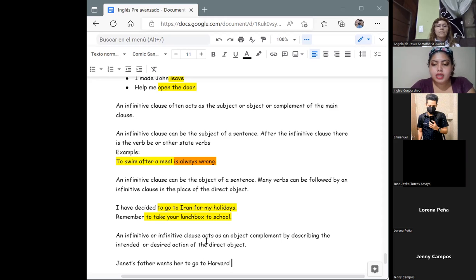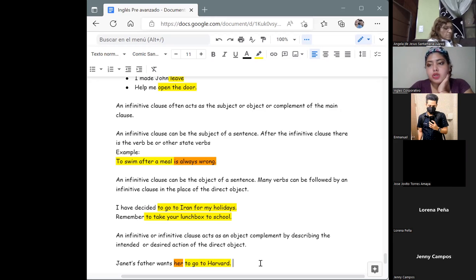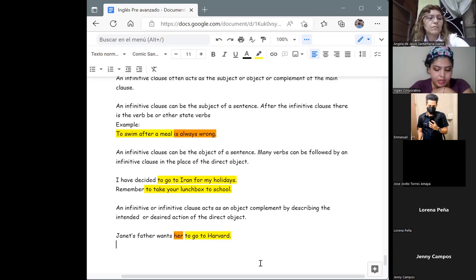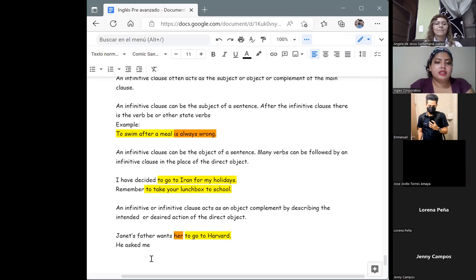And in this case, we have here Janet's father, that is the subject of the sentence, wants, that is the verb, her, in this case, this one is the object of the sentence. And this one is the complement of that object. Janet's father wants her to go to Harvard. And then we have, he asked me, and in this short sentence, we have he, that is the subject, asked is the verb, me is the object. So here we have the object, me, and then we have the complement. He asked me to help him.